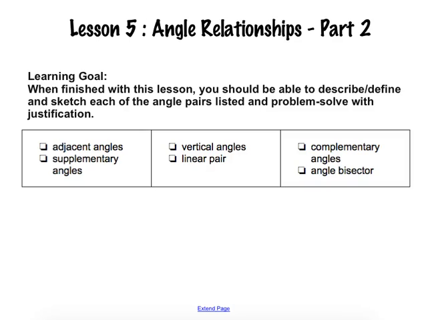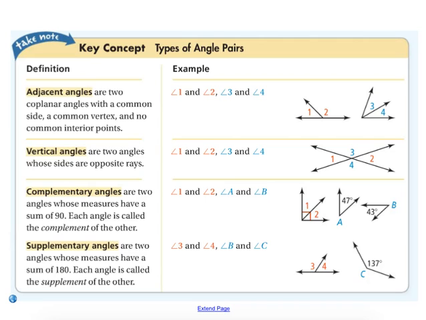Hello, Geometry. This is Lesson 5, Angle Relationships, Part 2. So we're just going to expand what we know on angles and give you some new terminology to use in different kinds of problems to solve. So our first term here is adjacent angles, and these are two angles that share a common side.